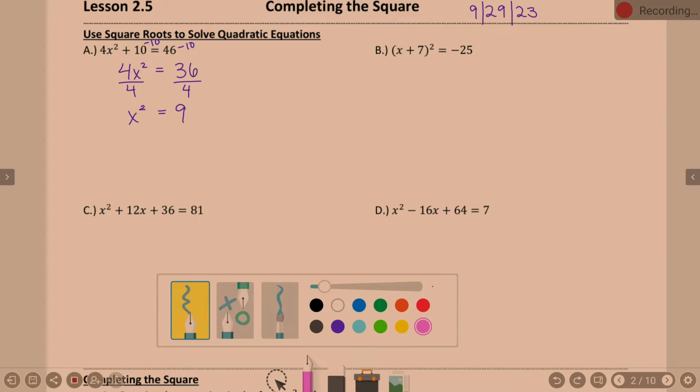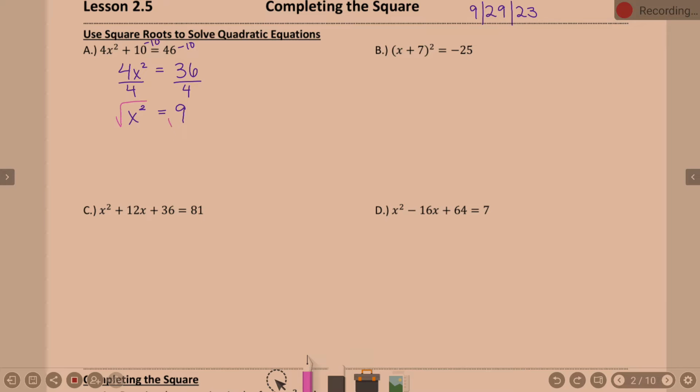If it's x squared equals 9, we're going to take the square root. The square root of x squared is x. The square root of 9? Plus or minus 3. If you want full credit, I would encourage you to put plus or minus 3. Some teachers will count you wrong. I would give you partial credit.